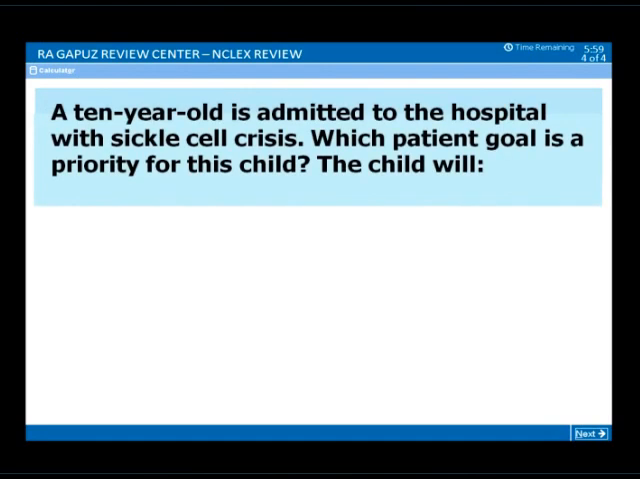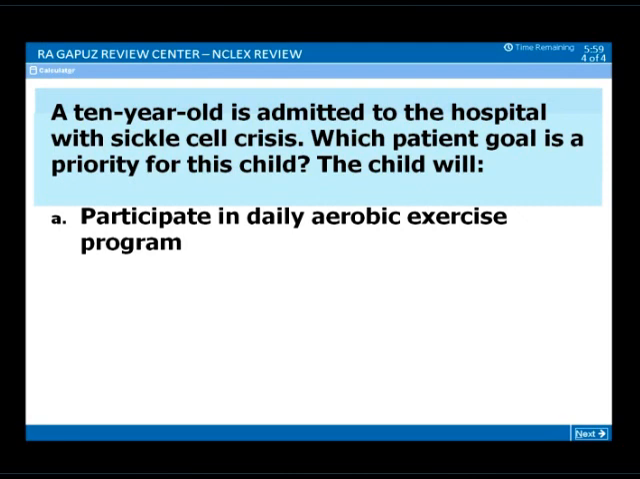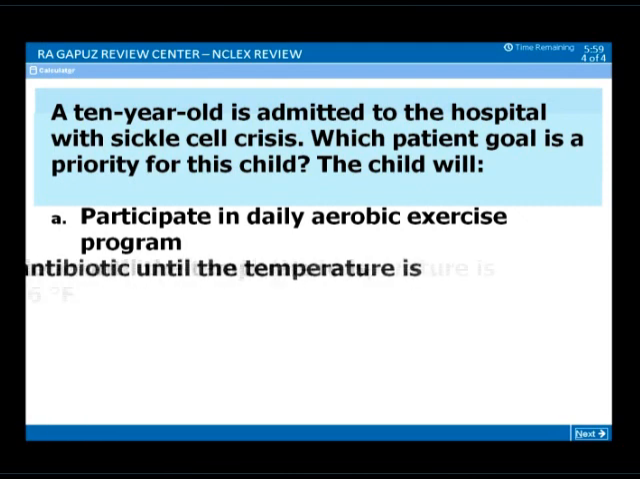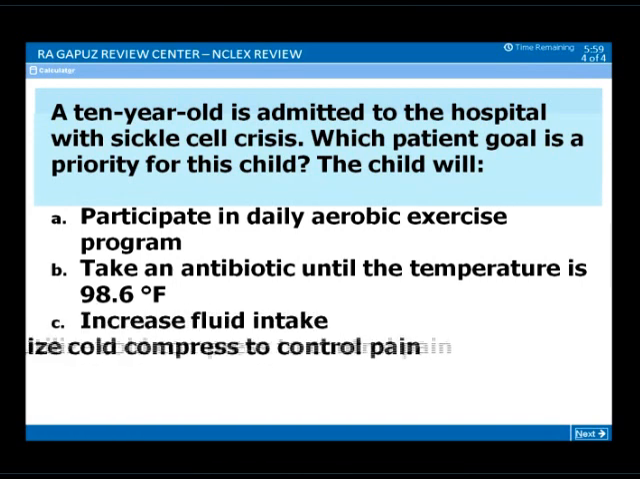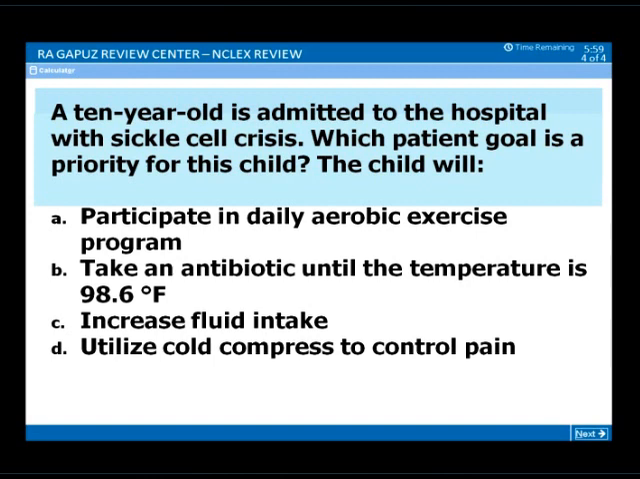Next, we have so far answered 3 correct answers using just a single word. Isn't that amazing? Let's have some more. Let's add up one more, in the utilization of the functional concept of hydration for sickle cell anemia. A 10-year-old is admitted to the hospital with sickle cell crisis, which patient goal is a priority for this child. The child will A, participate in daily aerobic exercise program. B, take an antibiotic until the temperature is 98.6 degrees Fahrenheit. C, increase fluid intake. Or D, utilize cold compress to control pain.